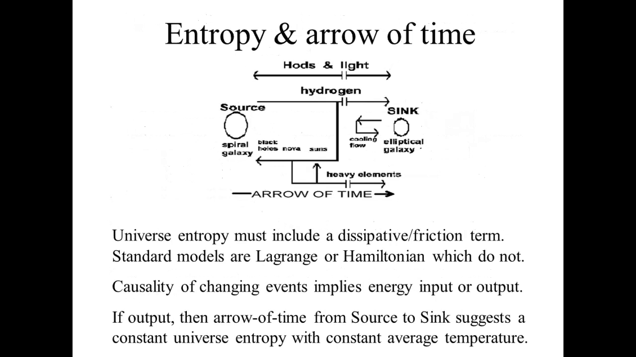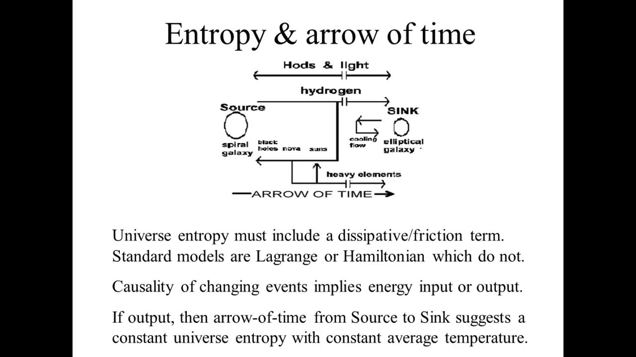Entropy and the arrow of time is another thing I've been thinking about for quite a while, and it's still quite a problem. It occupies about a foot-high paper on my desk that I should look at. Universe entropy must include a dissipative or friction term. The standard models are Lagrangian and Hamiltonian, which do not. Therefore, the current universe model of entropy is not accepted.